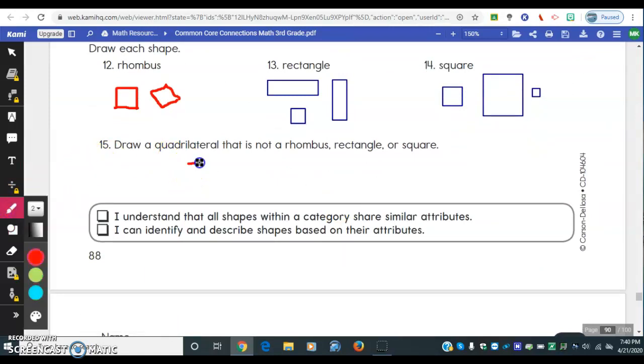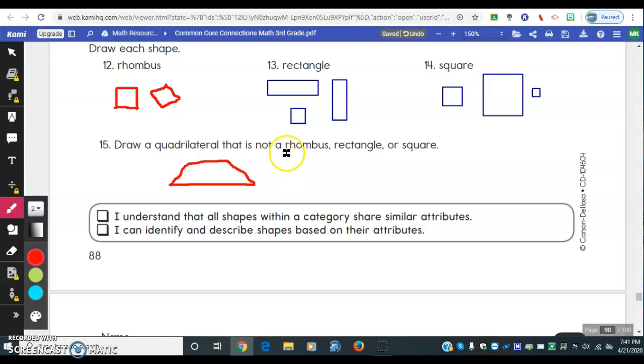Now you might have been thinking, oh, I want to draw one of those weird quadrilaterals. You can do that too. I want to draw a trapezoid because it's not a rhombus, it's not a rectangle, it's not a square, but there's more than one answer you could have here. Now hopefully your lines are a lot straighter than mine. We're going to pretend that those lines are straight.